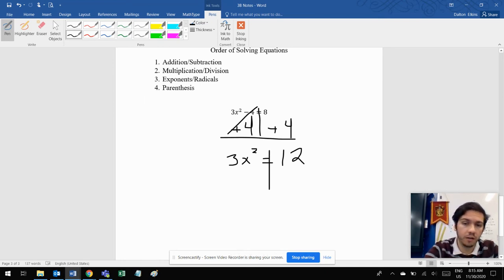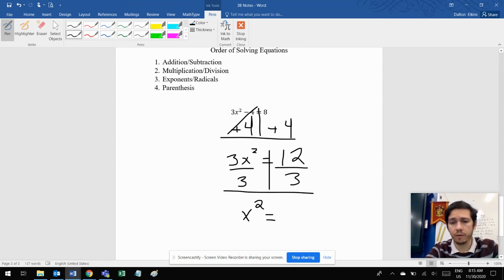The next thing we need to look to undo is the multiplication or division. And here we have 3 times x to the power 2, right? It's not written times there, but it's implied. So how do I undo multiplication? Well, with its opposite, division. So instead of multiplying by 3, I'm going to divide by 3. So 3 over 3 is 1, gives you x squared. And then 12 over 3 is 4. Okay, so now I have x to the power 2 equals 4.